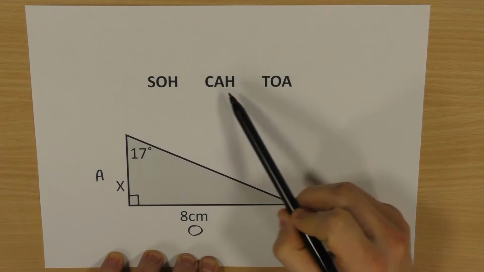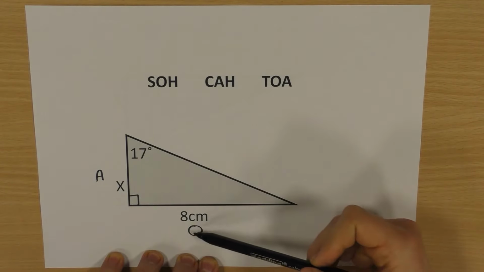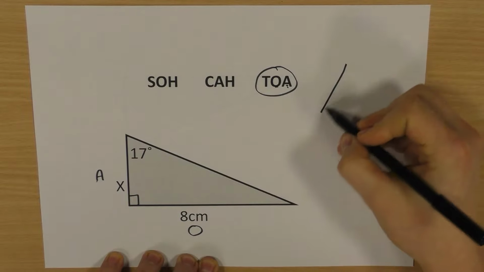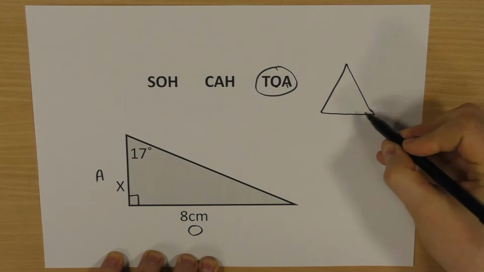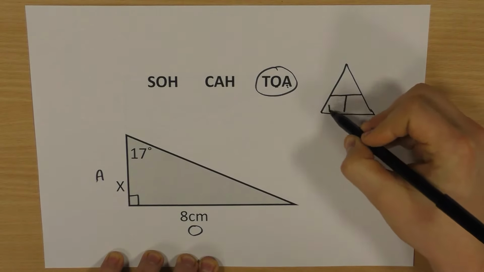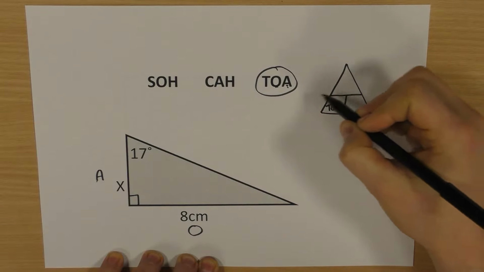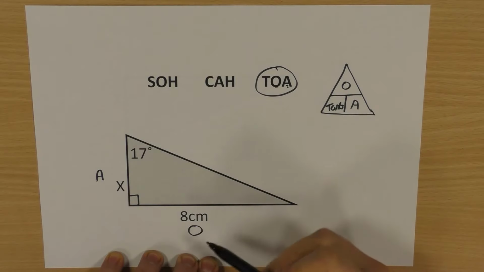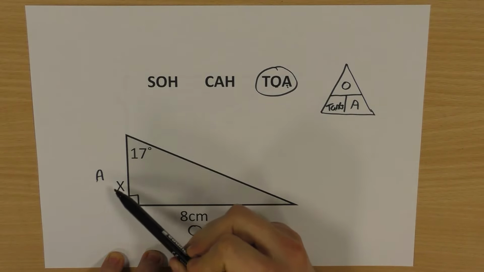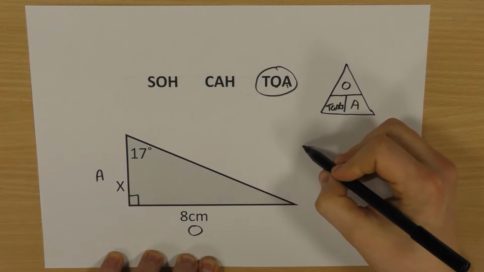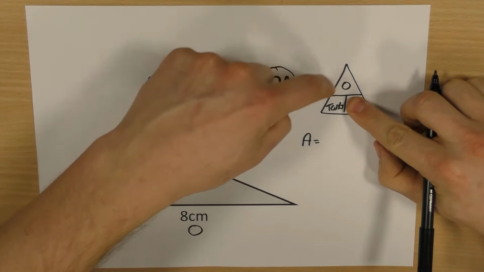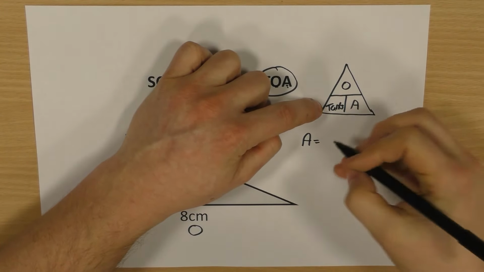Again, go back to your SOHCAHTOA. If you've got the adjacent and the opposite, which one is it? It's this one here, because you've got the opposite and the adjacent. So draw yourself your triangle, and tan, theta, opposite, and then the adjacent, so TOA. Now I want to work out the adjacent. So what do I need to do? Let's have a look. If I cover up the adjacent, I'm doing the opposite divided by tan theta.